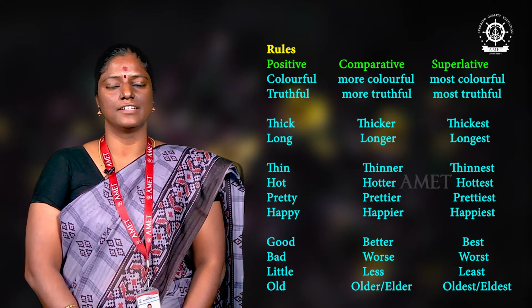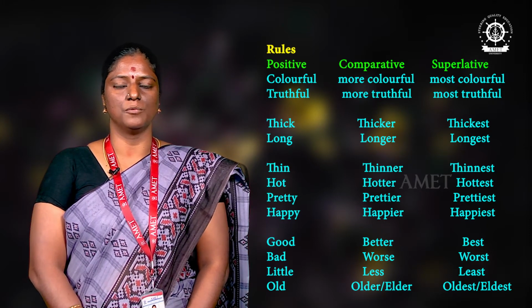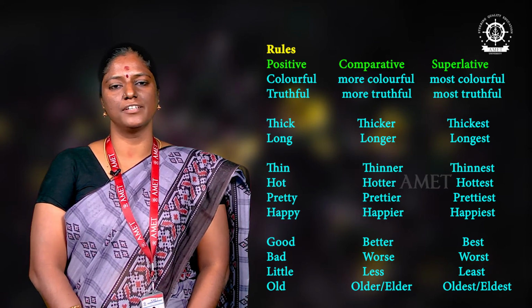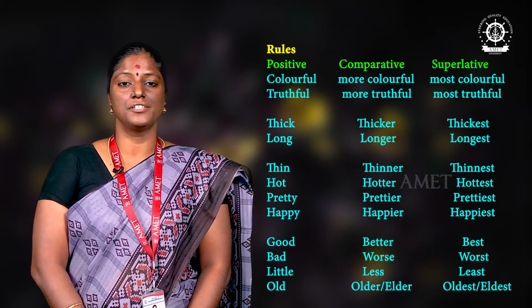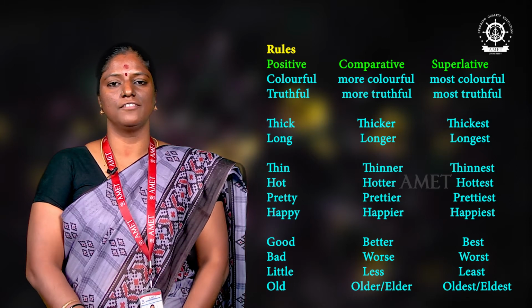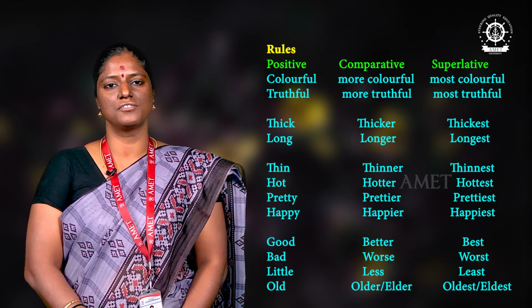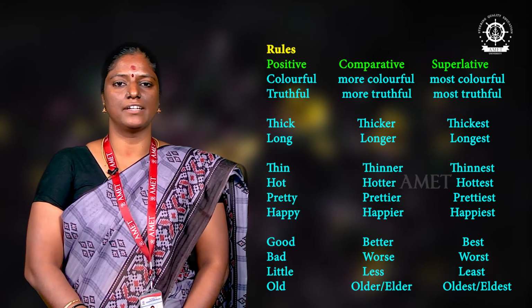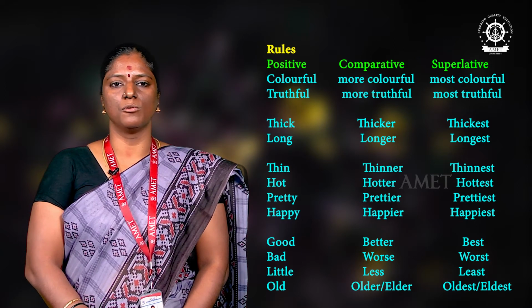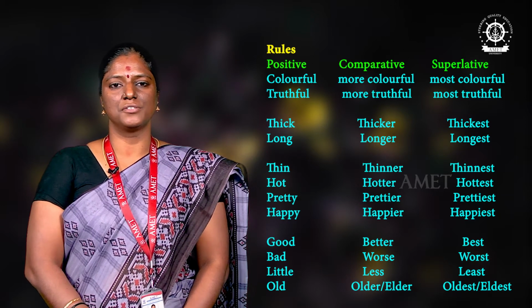Because colorful, just pronounce the word colorful. It has more than 1 syllable in the word, right? For that we have to use more for comparative and most for superlative. Take another word, truthful. Again, it has more than 1 syllable. For that also we have to use more for comparative and most for superlative. From this we understand that for more than 1 syllabic words, we have to use more for comparative and most for superlative. Let's move on to the next rule.